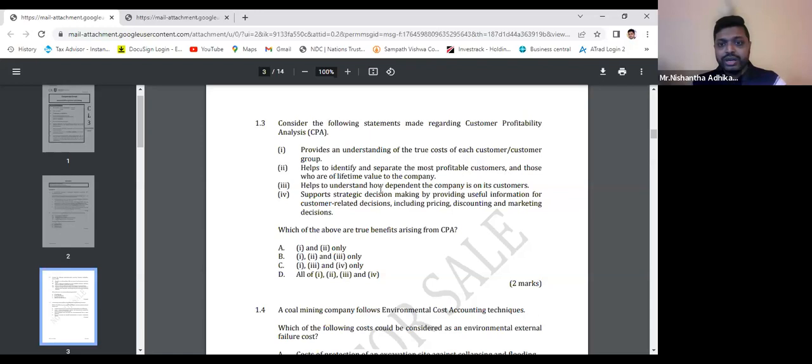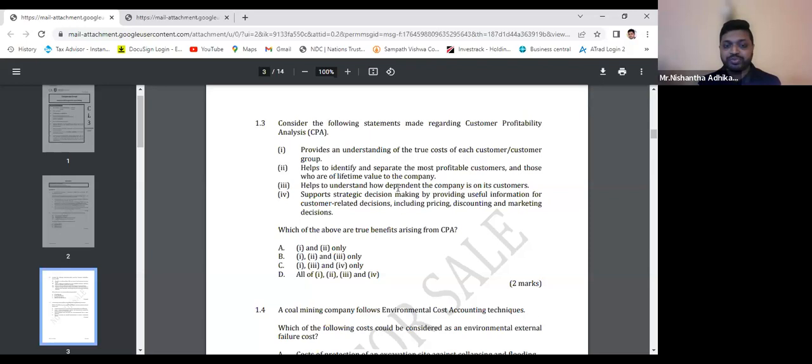Third, helps to understand how dependent the company is on its customers. Assume you rely on a large proportion of profit coming from large corporates, then you can realize that you heavily depend on a few corporate customers. Or if your total profit comes from small entities, there are so many customers and they contribute to the majority of profit, then your risk has been spread, right? Then you can identify how dependent you are on your customers. The third one is also correct. 1, 2, 3, correct.